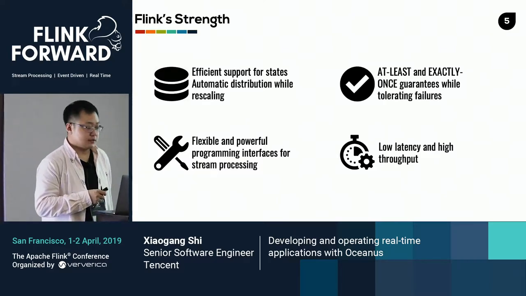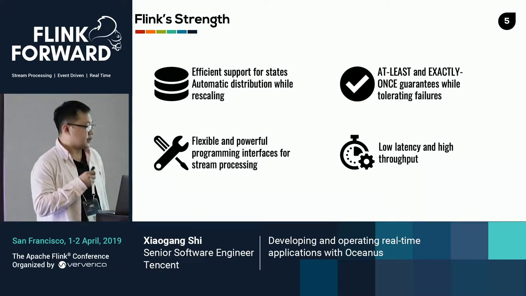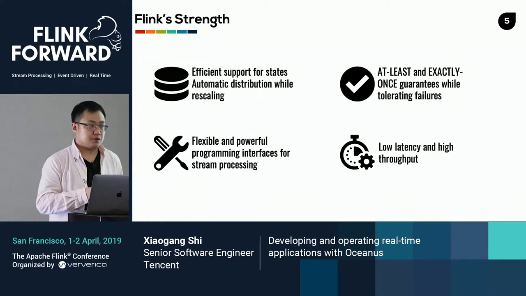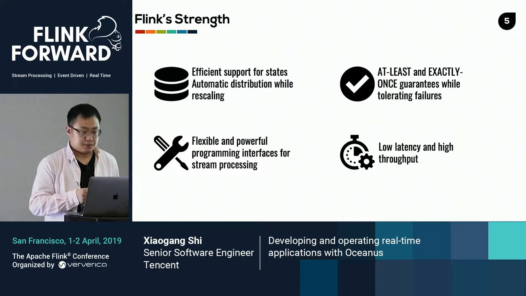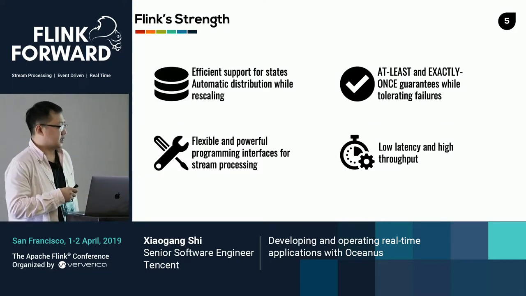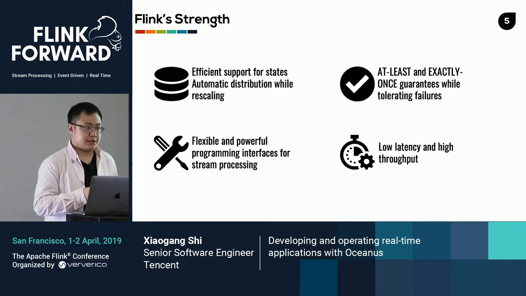Flink also provides flexible and powerful programming interfaces for stream processing. It allows us to efficiently process some common operations in data streams like windows, out of order records, and progress tracking, and so on. Flink also exhibits a good performance in our production environment. It can process large-scale data streams with low latency and high throughput.